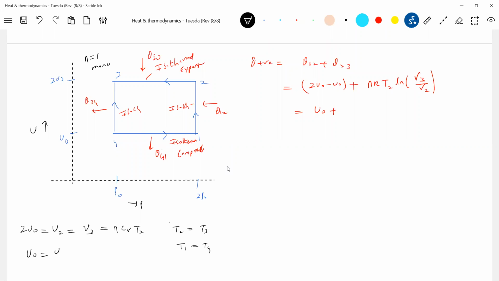Similarly, U0 should be equal to U1 plus U4, which should be equal to nCV T4 or T1, anything you write. Where nRT is there, can we write anything? Yes, we can write in terms of internal energy. CV is there, monoatomic gas. What is the value of CV? 3R by 2. You have to make adjustments. There's no other way.